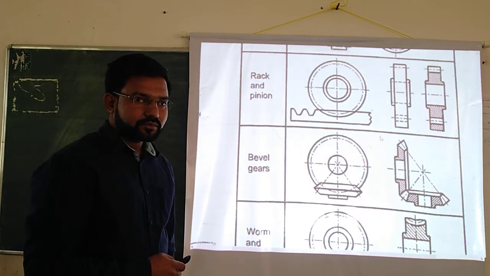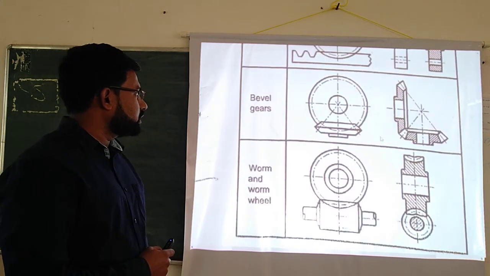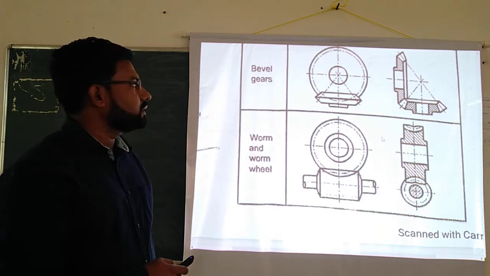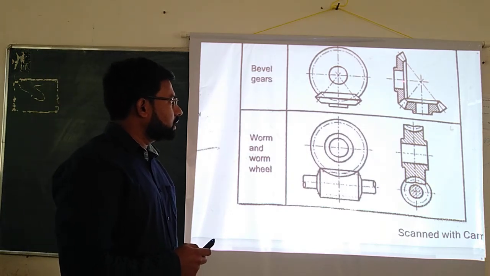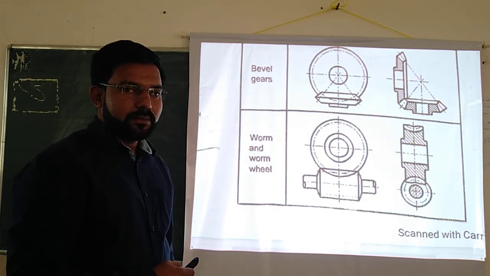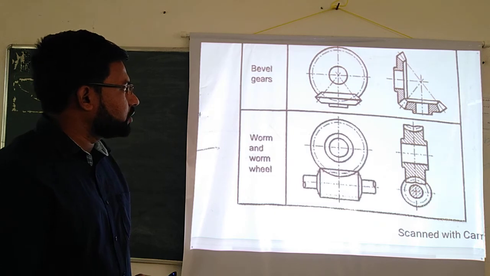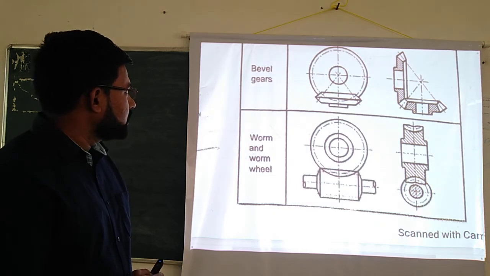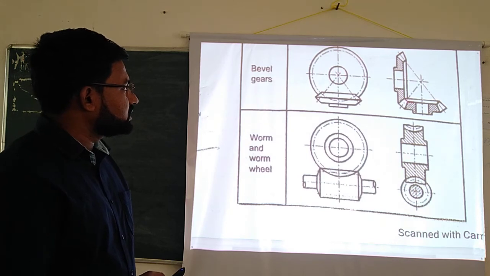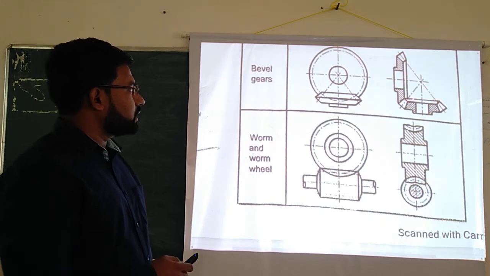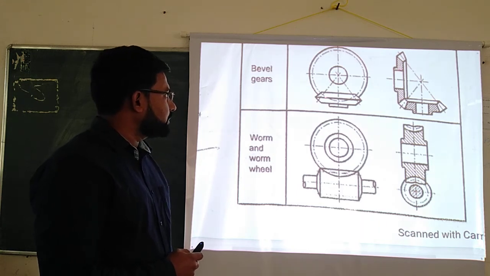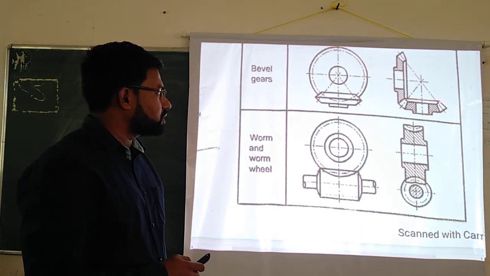Next is bevel gear. So what is bevel gear? If two shafts are at 90 degrees, meaning you have to transfer the power between two shafts, and these shafts are placed at 90 degrees or perpendicular to each other, then this bevel gear is used. So the shape will be different. In spur gear, the shape will be in the form of a disc.